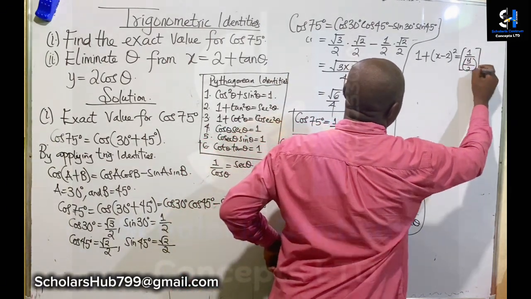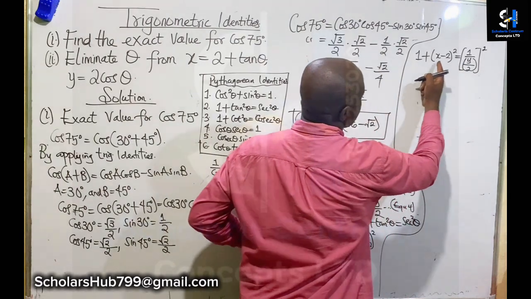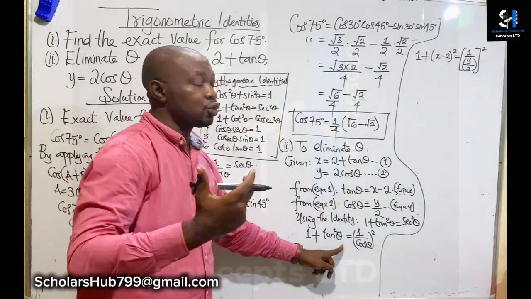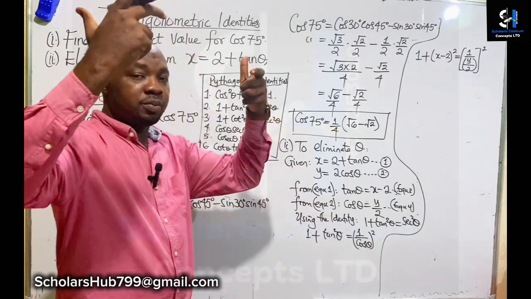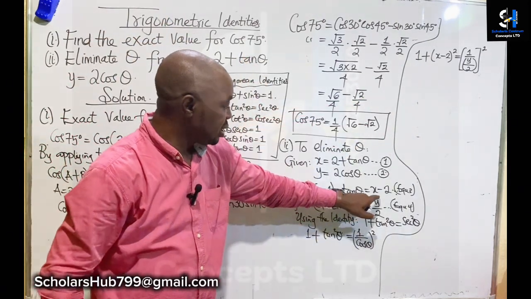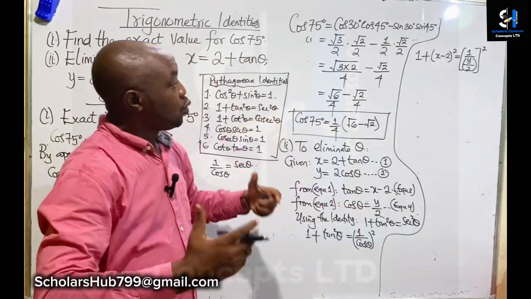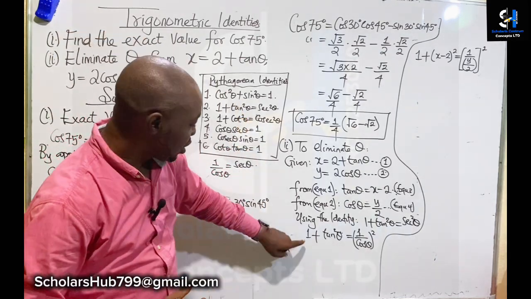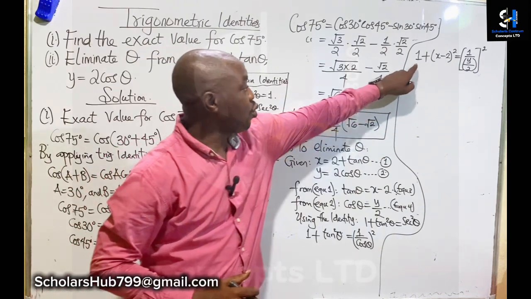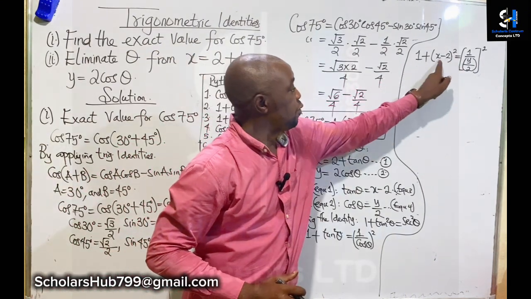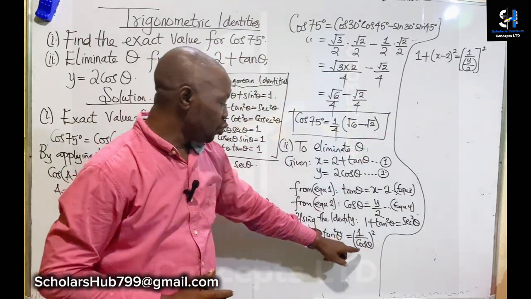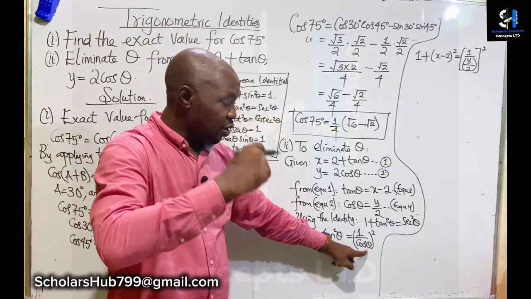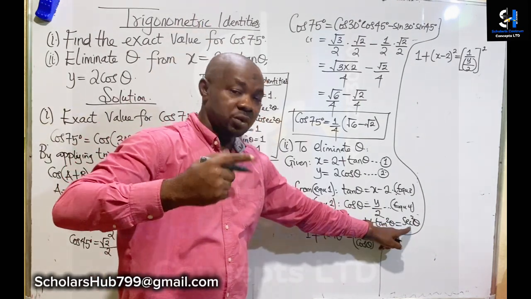Then we raise it to the power of what? 2. Because we have 1 plus tan²θ, and tan²θ means tanθ raised to the power of 2. And we know that tanθ is x minus 2. So then we have to raise x minus 2 to the power of 2, okay. And because we have 1 plus tan²θ, it will be 1 plus the square of x minus 2. Then 1 over cosθ is the same thing as secθ, but here we have 1 over cosθ raised to the power of 2, which is the same thing as what?